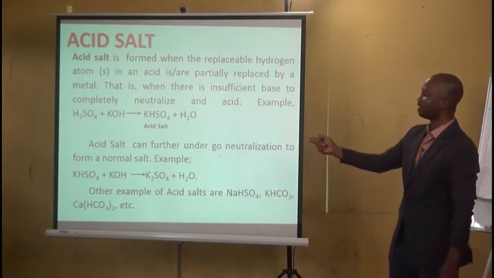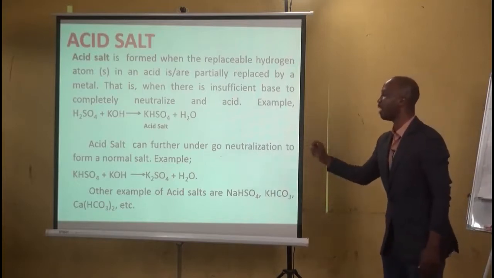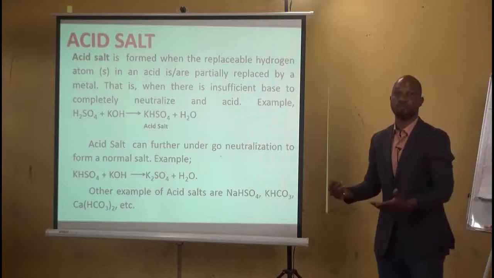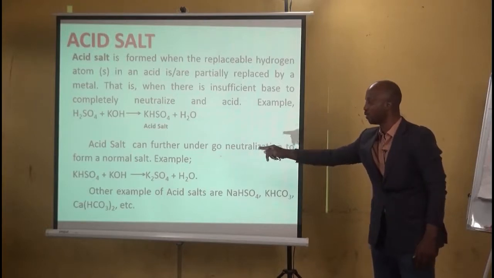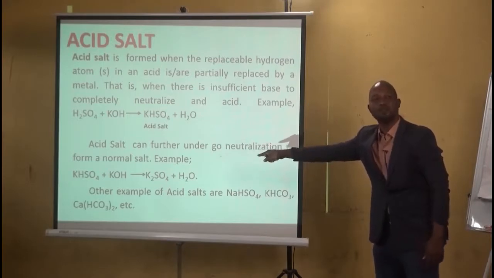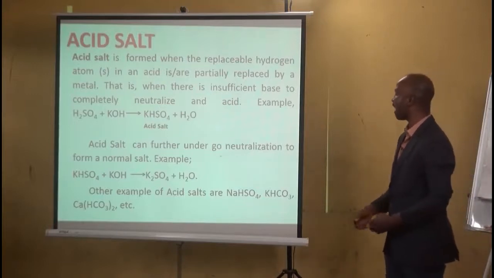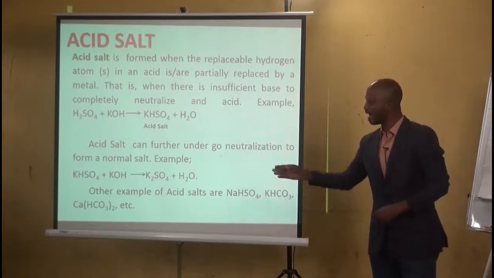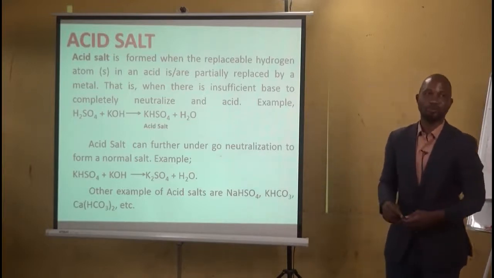And I can also say an acid salt can further undergo a neutralization reaction to form a normal salt, meaning that if you add more base to the reaction, a normal salt will be formed. You can see the acid salt, potassium hydrogen tetraoxosulfate 6, plus the base potassium hydroxide. You can see here the hydrogen atom is completely replaced and it becomes a normal salt. Other examples of acid salts are sodium hydrogen tetraoxosulfate 6, potassium hydrogen trioxocarbonate 4, calcium hydrogen trioxocarbonate 4, and so on and so forth.